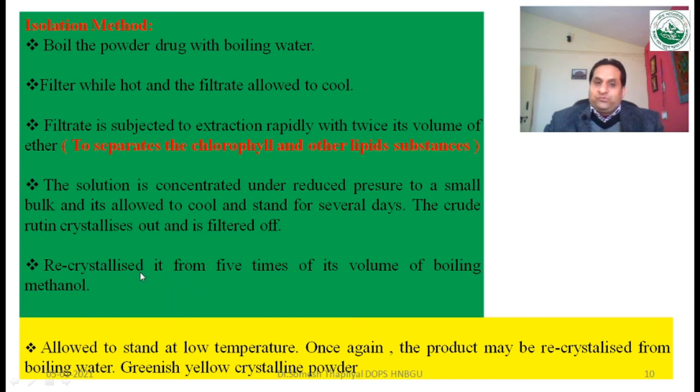So what we have to do is take 5 times more volume of methanol, relative to the volume of the crystals or extract. So we can use boiling methanol. Now we have to allow it to stand at low temperature. Once again the product may be recrystallized from boiling water, and recrystallization can be carried out with the help of boiling water, due to which a greenish yellow crystalline powder is obtained.